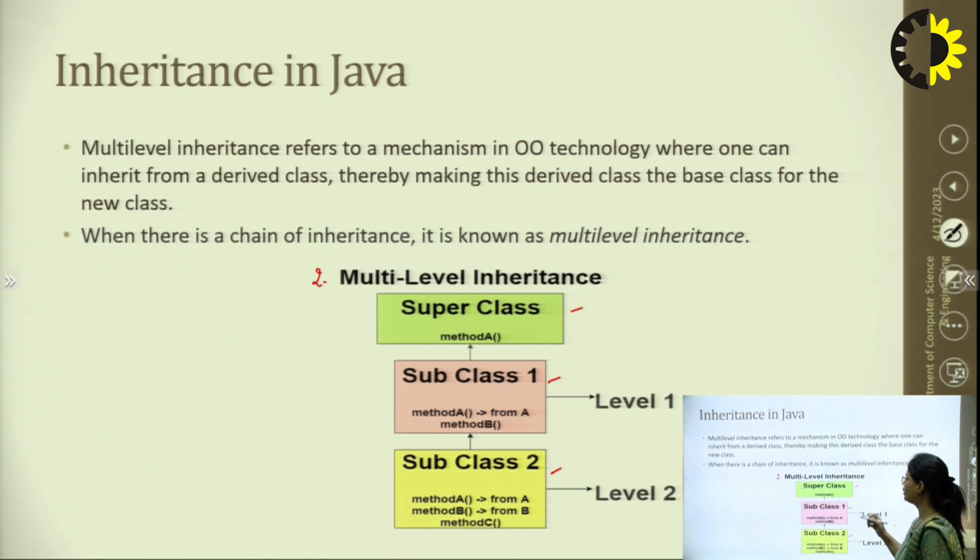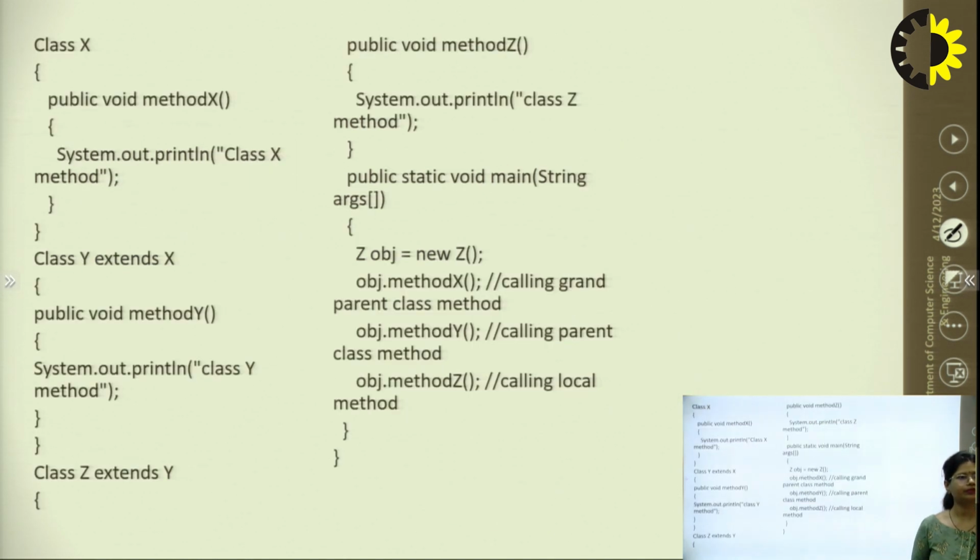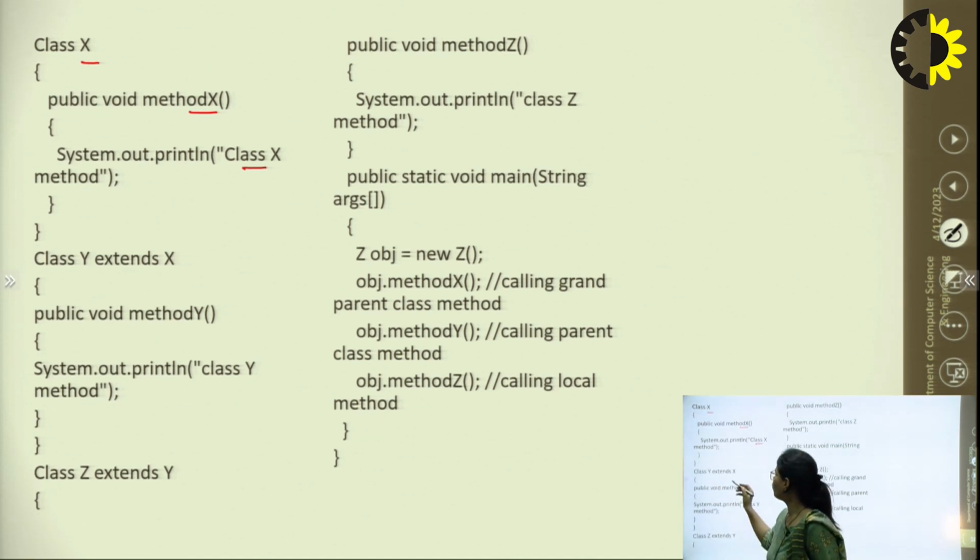So what we are doing: this is the derived class, and here we are inheriting from the derived class. We can call this a chain for the inheritance as well. For this example, we have created a class X that will be your superclass, in which we have created method X, and the class X method will be printed. Now class Y extends X, so class Y is a derived class and X is your superclass.